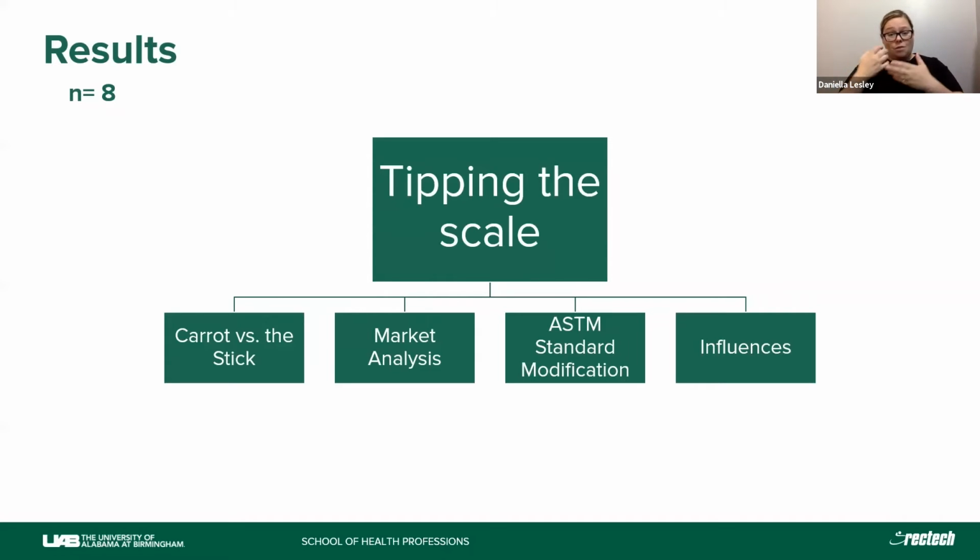They all felt like a market analysis was necessary to determine private as well as public facilities that might want to carry the equipment. They all stated they thought the ASTM standards were too rigorous and perhaps they should be modified. And they felt like influencers, individuals who are Paralympic athletes or other prominent individuals with disabilities, could help with the marketing. Next slide.